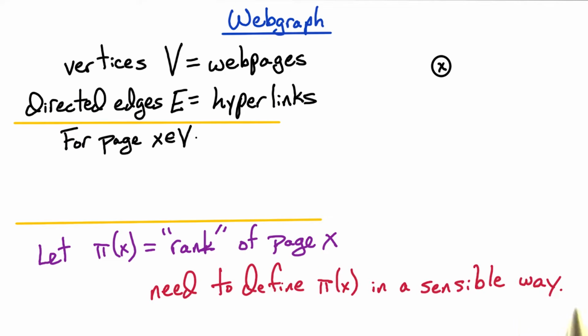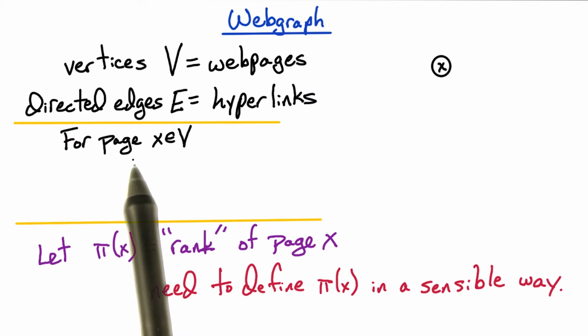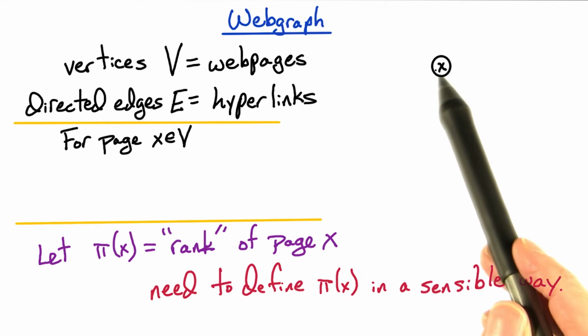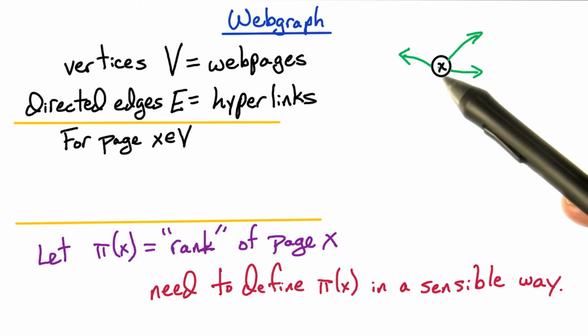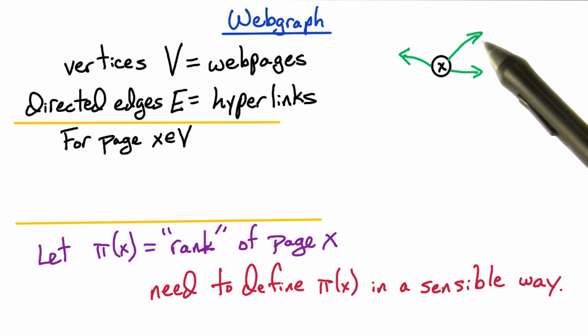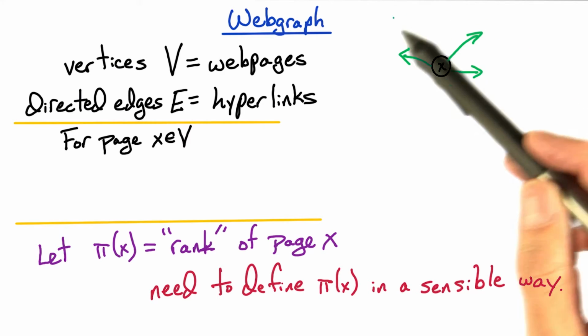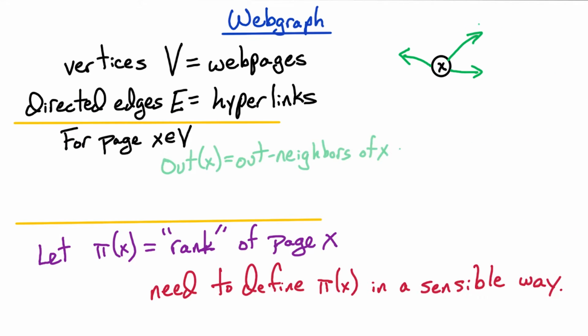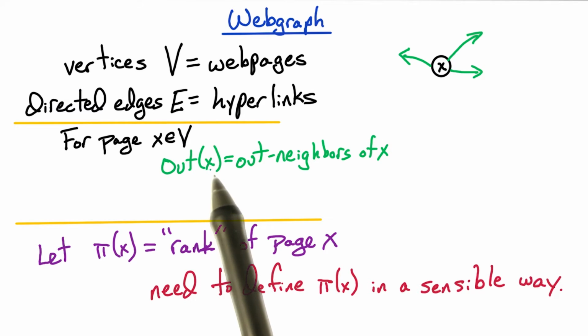Now, it'll be useful to have a little bit of notation. So let's consider a page X. This is the vertex in our graph. So let's denote it here. Now, there are a bunch of hyperlinks at the web page X. Now, those are directed edges out of X. We want some notation for the set of neighbors which have edges from X to them. So we're going to define this set out of X.